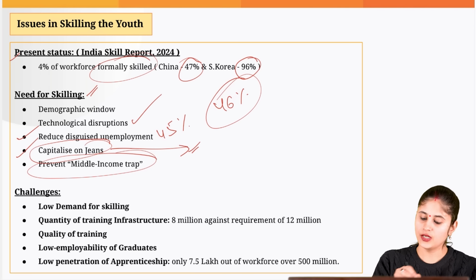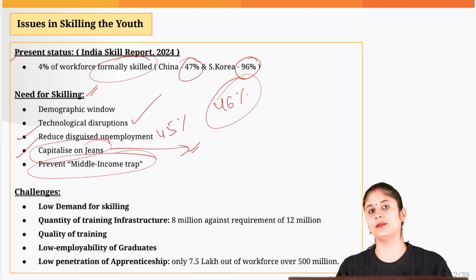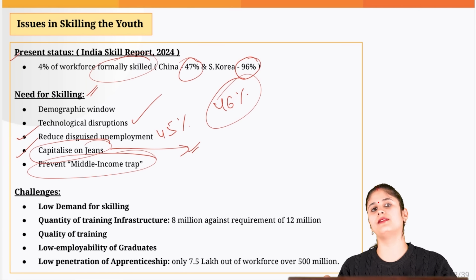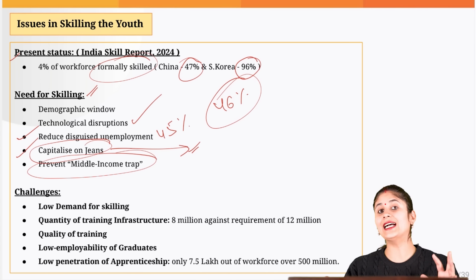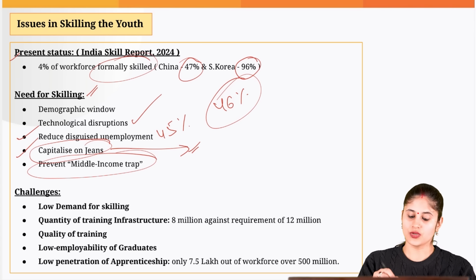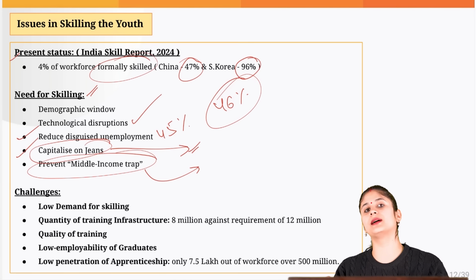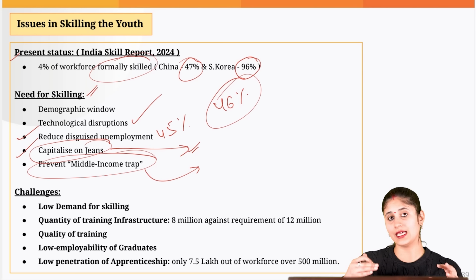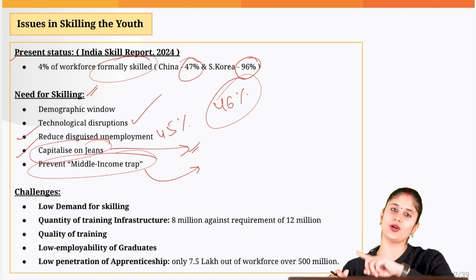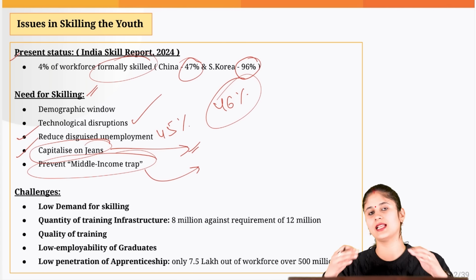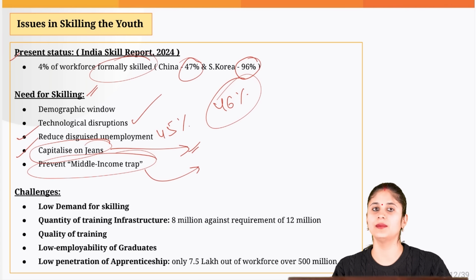And this is needed basically to prevent the middle income trap. Because last year, the World Bank in its World Development Report pointed out that India might not be able to escape the middle income trap. So if you want to escape this middle income trap, you need to ensure that your youth is adequately skilled and able to get jobs. When they get the jobs, they'll be increasing consumption, and that's how your GDP would increase and you will be able to escape the middle income trap.